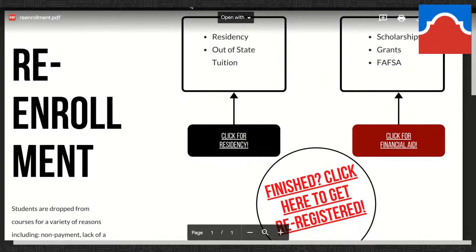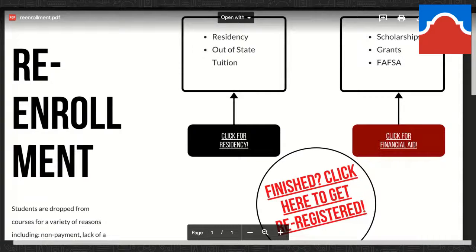I'm going to go ahead and drop this chart in the chat real quick, so that if you want to take a look at it with me while I'm going over it, we can do that as well. One second. And there it is.